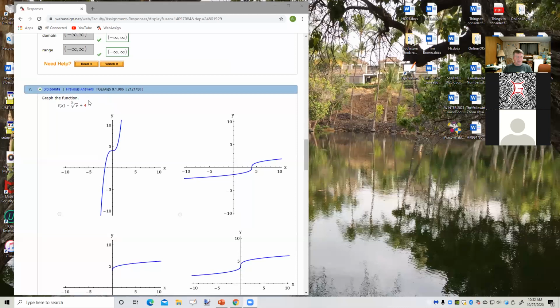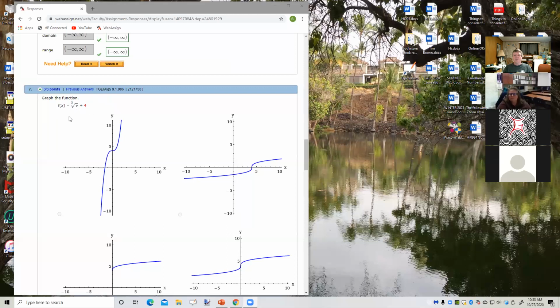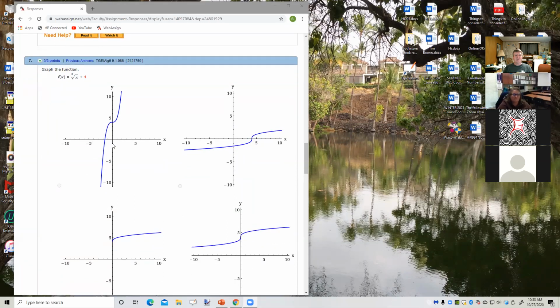Okay, let's go back up to this function. Suppose x is 0. What is the cube root of 0? 0. So if x is 0, f of 0 would be the cube root of 0, which is 0 plus 4. So when x is 0, y is 4. So that means the point 0, 4 is on the graph. Well, this graph has the point 0, 4. This graph does not have the point 0, 4. It has the point 4, 0. So this graph can be eliminated. So we've already eliminated this one and this one down here.